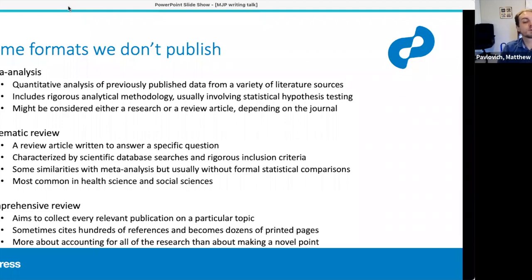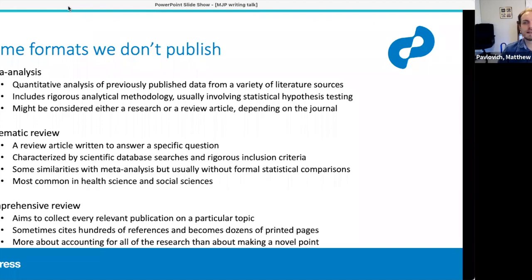And last is comprehensive review. So if you've ever read one of these reviews, I won't name journals, but sometimes you'll read these and they're like 30 pages long and there's 400 citations. The aim here is really to collect all of the relevant research on a particular topic. This is not the style of a review article that we publish, but again, it's one that's out there. It's one that I get asked about sometimes. So I wanted to bring that to your attention as well.